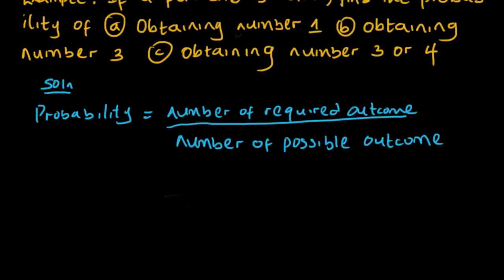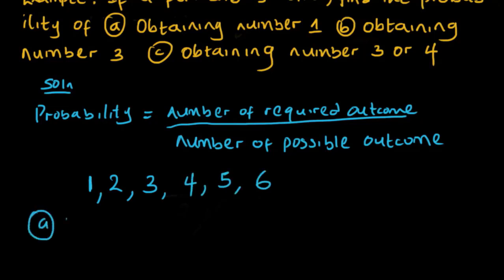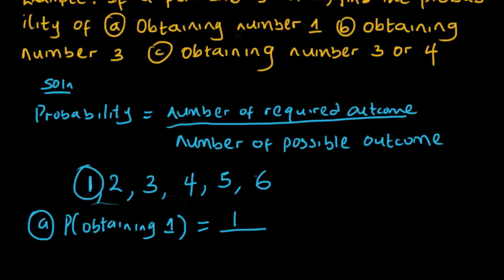So if I roll a fair die, I've got 6 possibilities. It's either I get 1, 2, 3, 4, 5, or 6. Does that make sense? Now we've got to find the probability of obtaining 1. So the probability of obtaining 1 equals, how many 1s do we have in these possibilities? We have just 1, so we'll put 1 all over. What's the total number of possibilities? 1, 2, 3, 4, 5, 6. So the probability of obtaining 1 is 1 over 6.